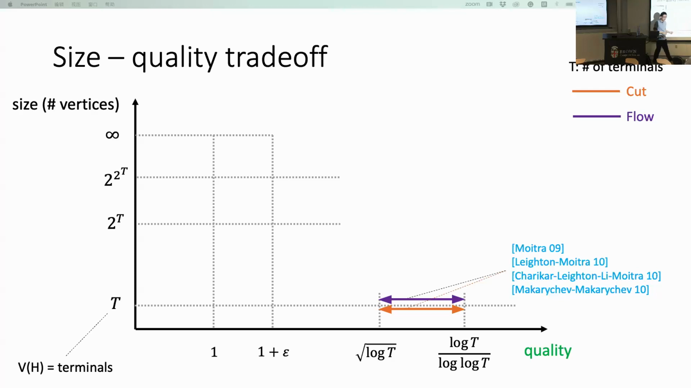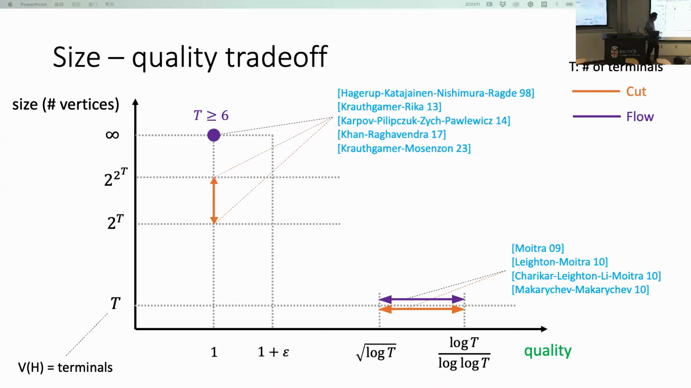That's a super constant. The other extreme setting is the exact preserving setting, where we require the quality to be 1. So for any min cut, the value here is exactly the value there. Quality 1, exactly matching. This is the case where cut and flow sparsifier results are separated. For cut sparsifiers, we can show that there always exists a cut sparsifier of size no more than 2 to the 2 to the t, and it's lower bounded by 2 to the t. So there's still an exponential gap here.